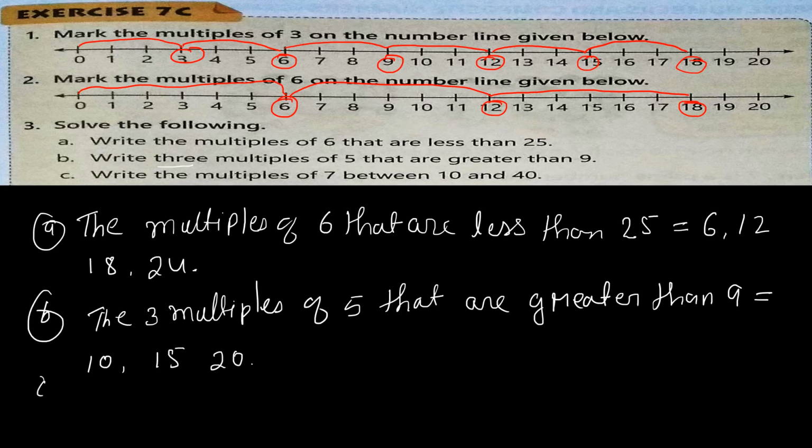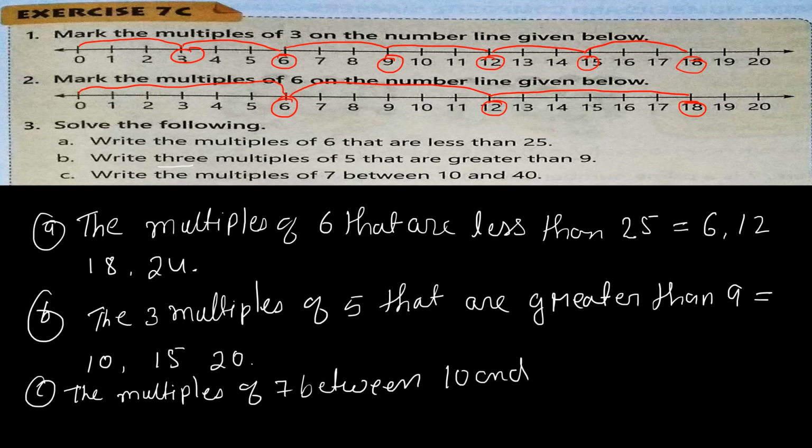So the multiples of 7 between 10 and 40. So 7 2s are 14, 7 3s are 21, 7 4s are 28, 7 5s are 35, 7 6s are 42. We cannot write 42 because it is greater than 40. So only this much, 14 and onwards up to 35. See, between 10 and 40 means greater than 10 and less than 40. Done this much. Very easy.